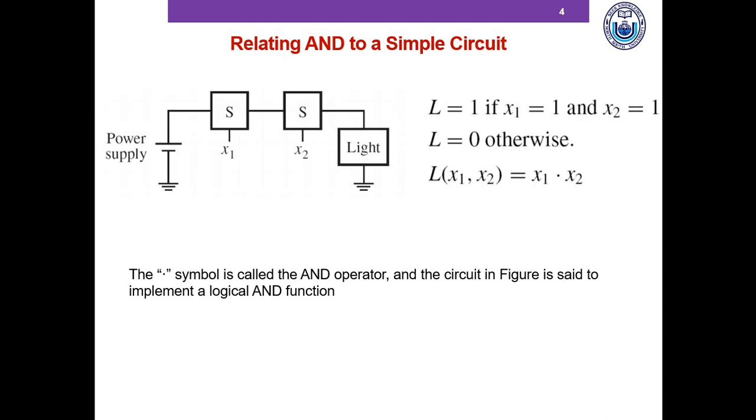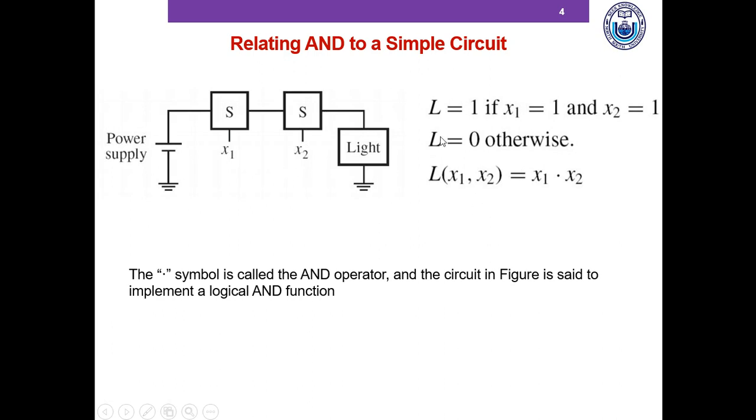Consider now the possibility of using two switches to control the state of a light. Let x1 and x2 be the control inputs of these switches. These switches can be connected either in series or in parallel. Using a series connection, the light can be turned on only if both of these switches are closed. So if either switch is open, the light will be off.